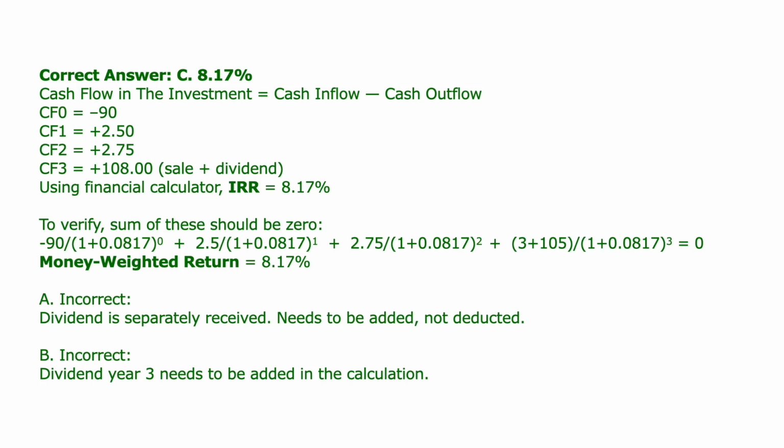Using this cash flow in the investment equals cash inflow minus cash outflow formula prevents confusion which one is inflow, which one is outflow, which period it occurs.